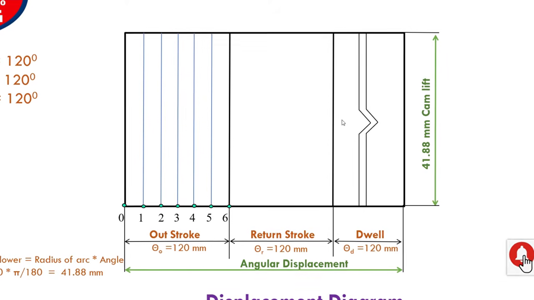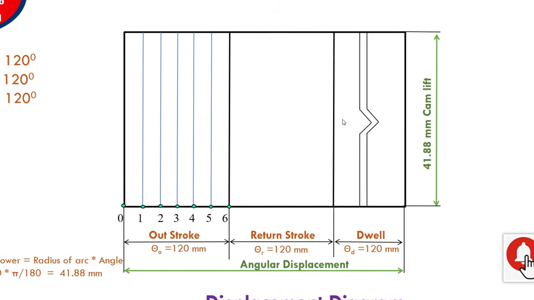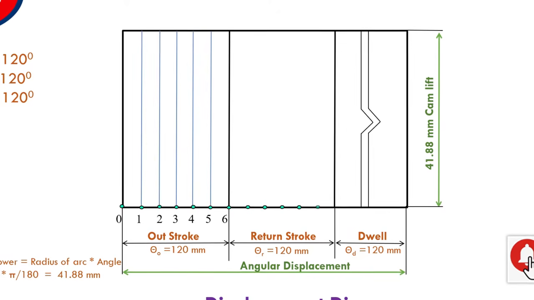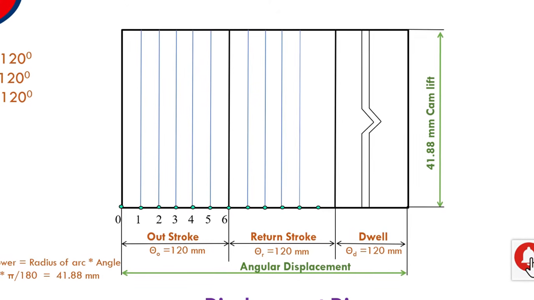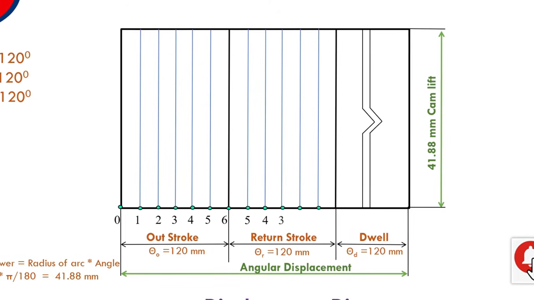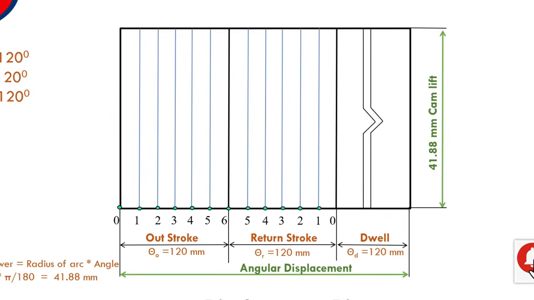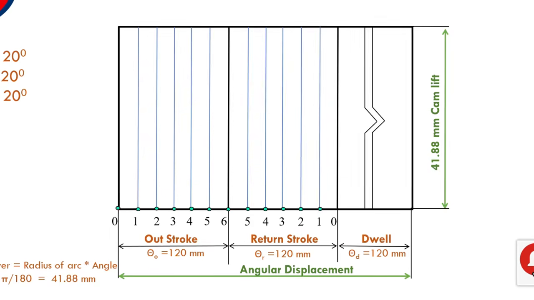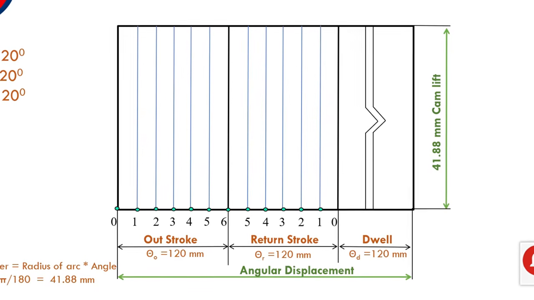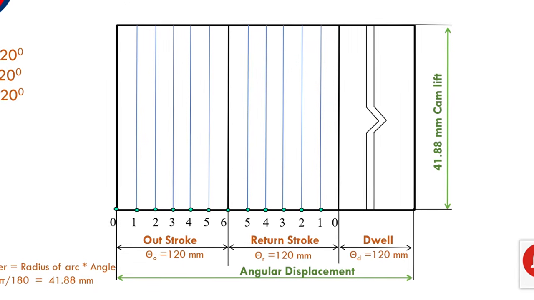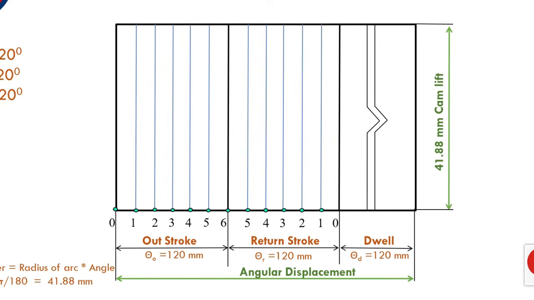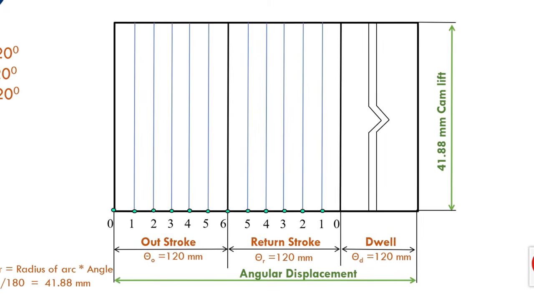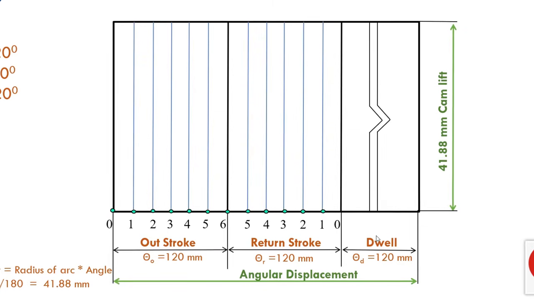After the outstroke there would be the return stroke, that is 120 degrees. Again divide this return stroke into 6 equal parts and draw a projected vertical line through all points. For simplicity I keep the same notation in reverse order, that is 6, 5, 4, 3, 2, 1 and 0. After the return stroke there is the final dwell, that is 120 degrees.